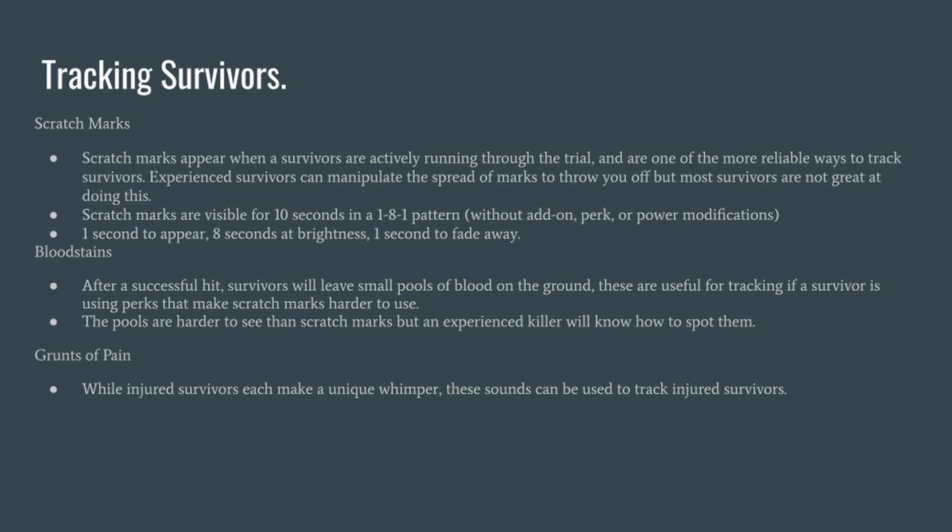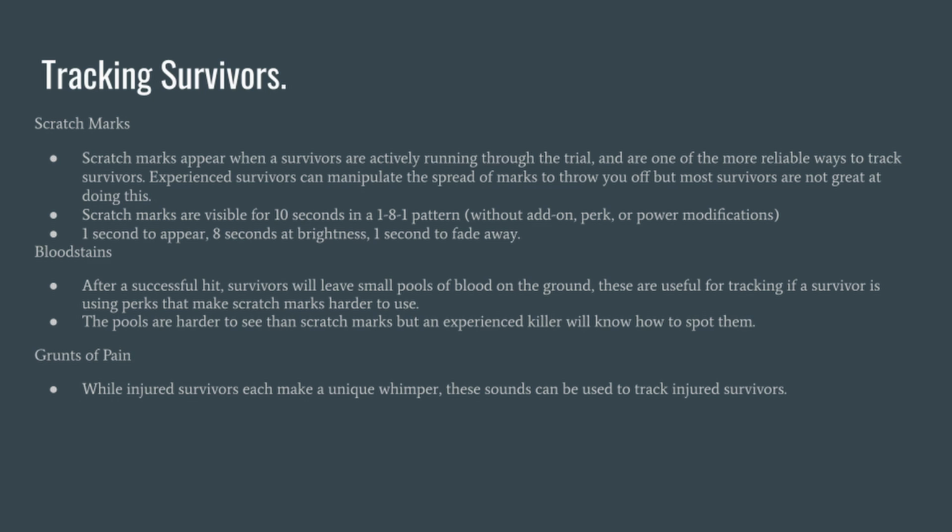Another way to track survivors is through bloodstains. After getting one successful hit, survivors will start leaving these pools of blood. They're hard to see unless you're using perks like Bloodhound or you have an ability like Victor, but experienced killers know how to use these to track them more than just using scratch marks.